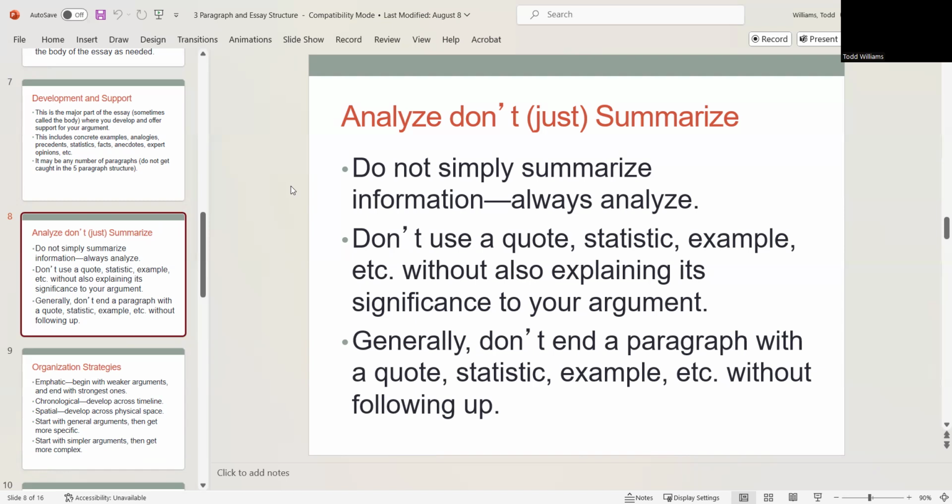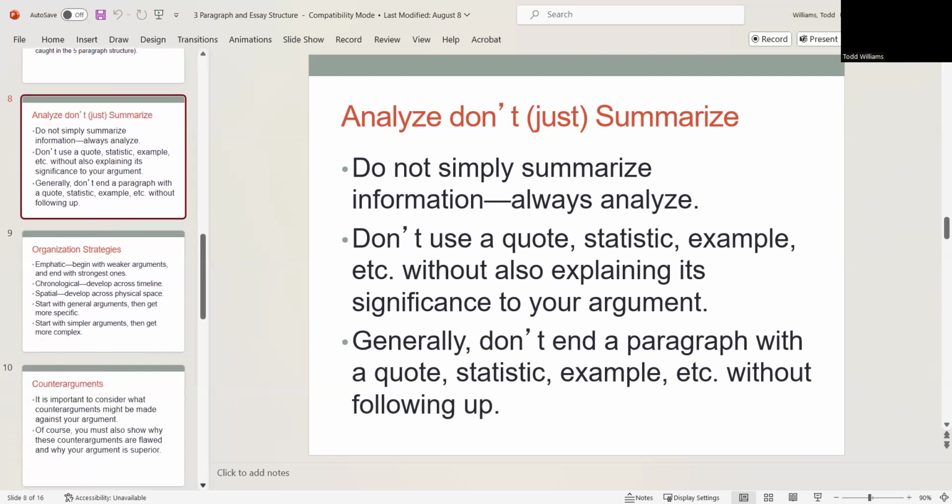So follow it up. Don't just present stuff and make your reader do the work. Show your reader how this relates to what you're trying to argue here. Show them why you're giving them this information, why you're giving them this statistic, why you're using this quotation from an expert. On that note, generally speaking, and you might break this rule occasionally, usually you don't want to end a paragraph with a quotation or a statistic or an example. Just remember, always follow up on it. Always bring it back to the thesis.